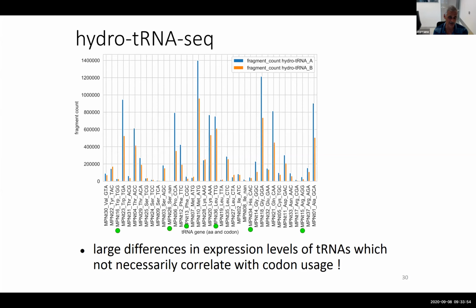And there is no correlation at all between the levels of these tRNAs and the abundance of the codons or the abundance of the protein. And these numbers, we believe they are correct. So there is something else with the levels of tRNA that we don't understand yet. And this is another surprise that you find when you go really deep in detail in how an organism works.